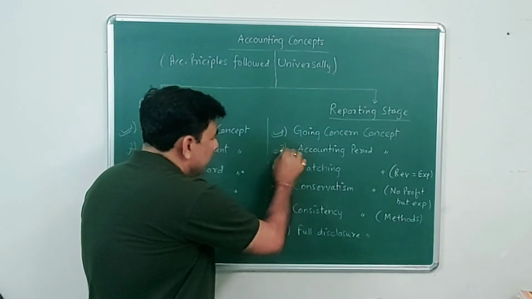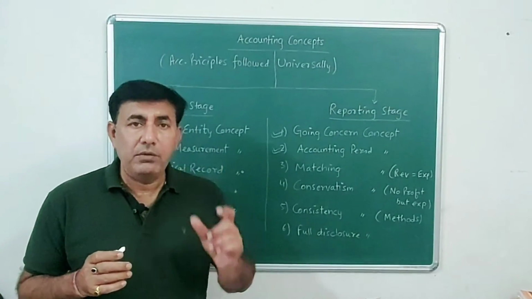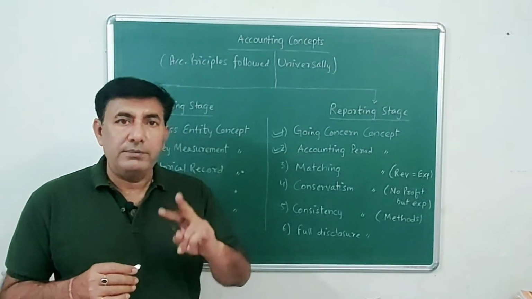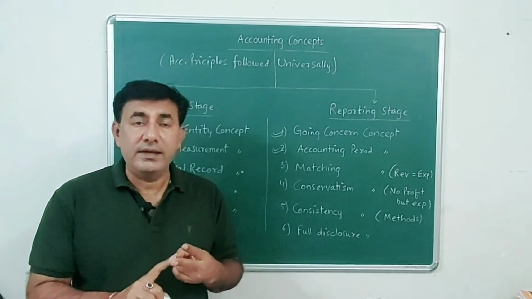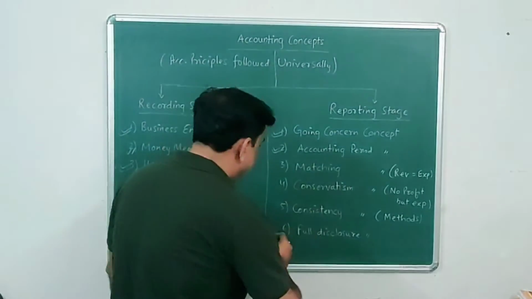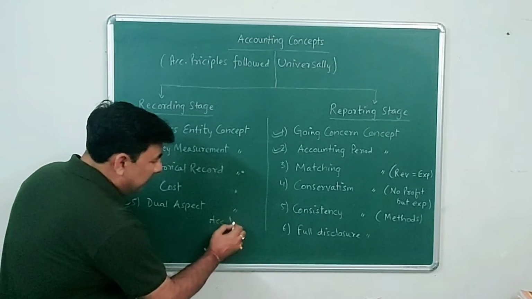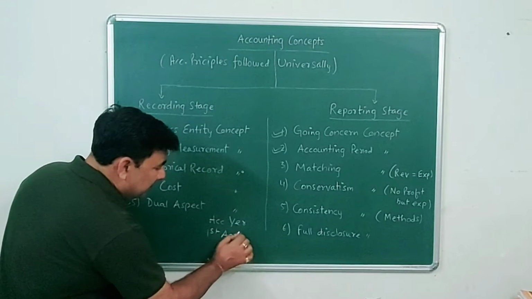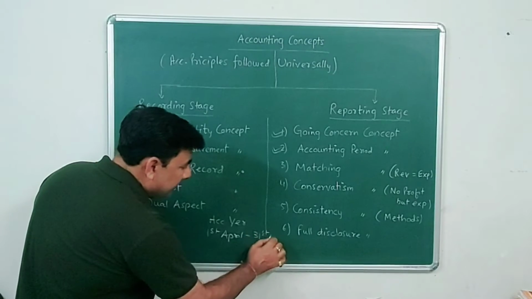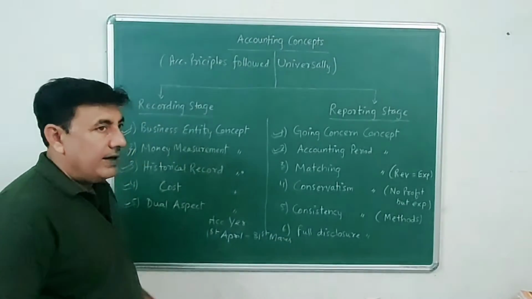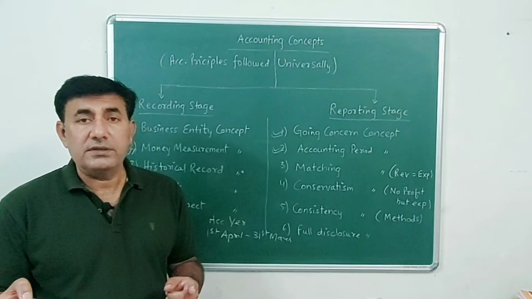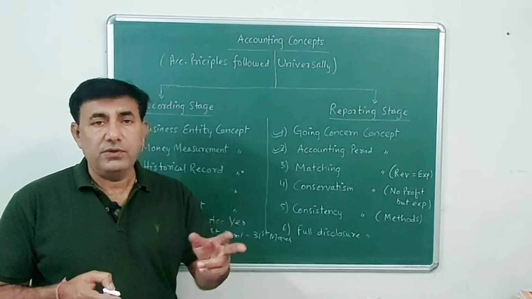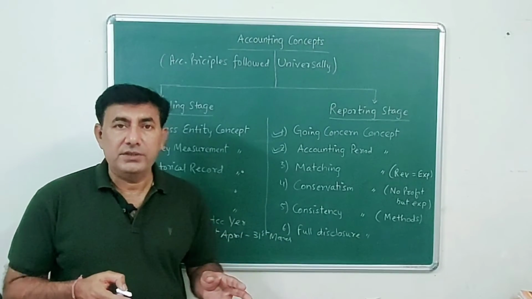Then comes the accounting period. Now we prepare accounts for a particular period, generally 1 month or 1 year, 12 months. And there can be two types of year. One is the accounting year, the other is the calendar year. In the case of the accounting year, we take it as 1st April to 31st March the next year. So this is the accounting year. And the calendar year, we know, is from 1st January to 31st December. So there are two types of accounting period. Now it depends on the company for which accounting period it will prepare the financial statements.